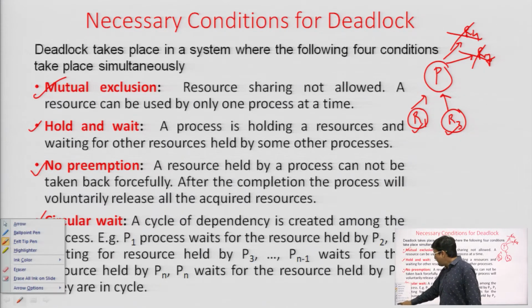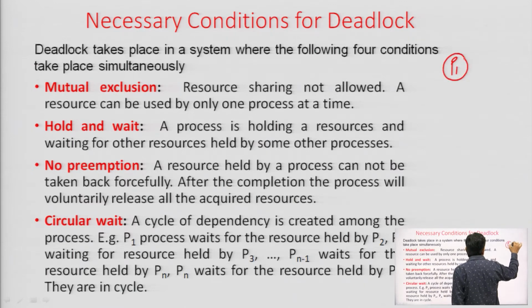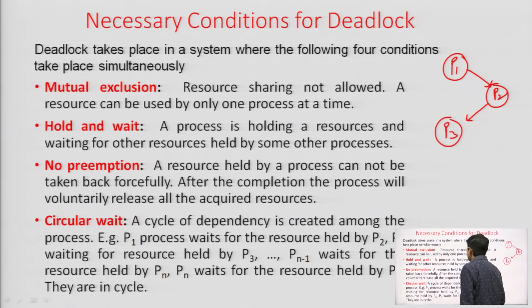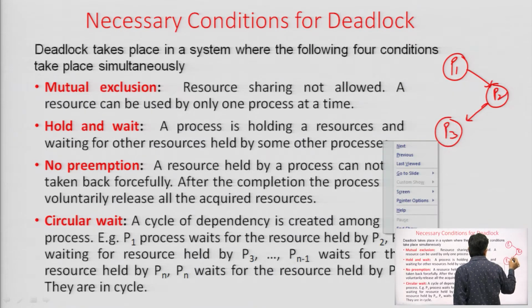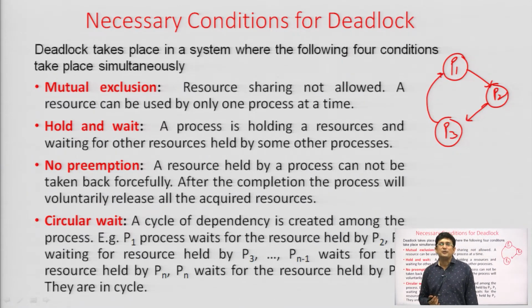Another condition, cyclic wait. The cyclic wait represents that, let us say there is a process P1 which is requesting for a resource held by P2, and there is a process P2 which is requesting for a resource which is currently being held by the P3 process. Let us understand it once again. P1 is a process which is requesting for a resource held by P2 process, P2 is requesting for a resource held by P3 process, and P3 is requesting for a resource held by P1 process. So, P1, P2 and P3, all 3 processes are actually in the cyclic wait.